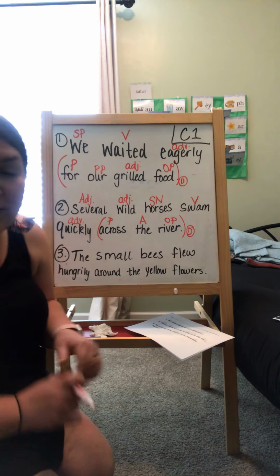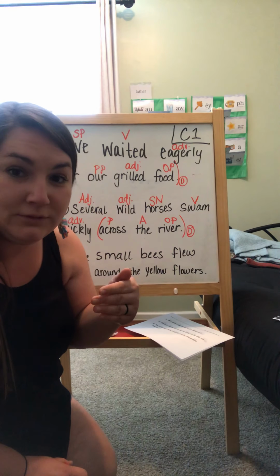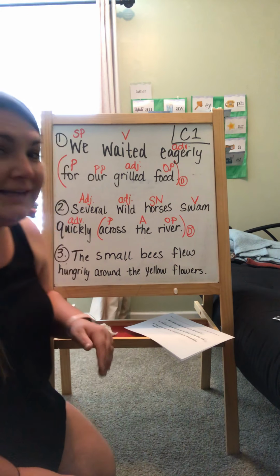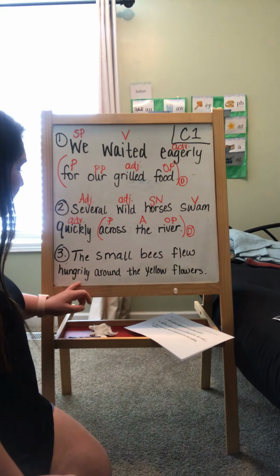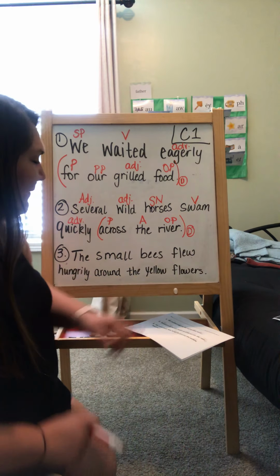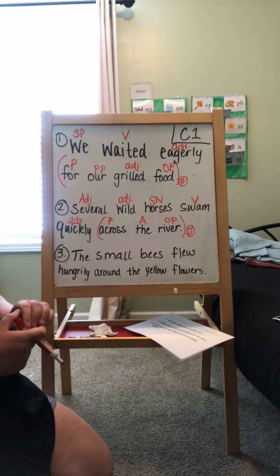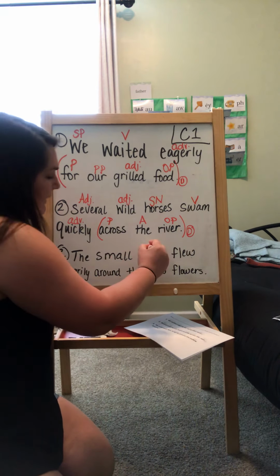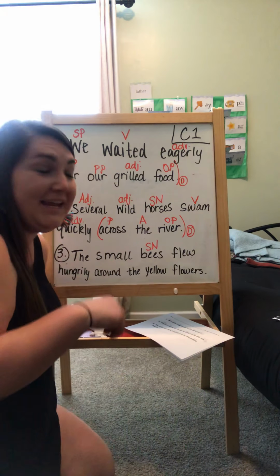All right, let's do number 3. Now this time, I'm going to go all the way through instead of stopping to remind you. So try and say it with me, all right? Here we go. The small bees flew hungrily around the yellow flowers. And we say, what flew hungrily around the yellow flowers? Bees. Subject, noun. What is being said about the bees?